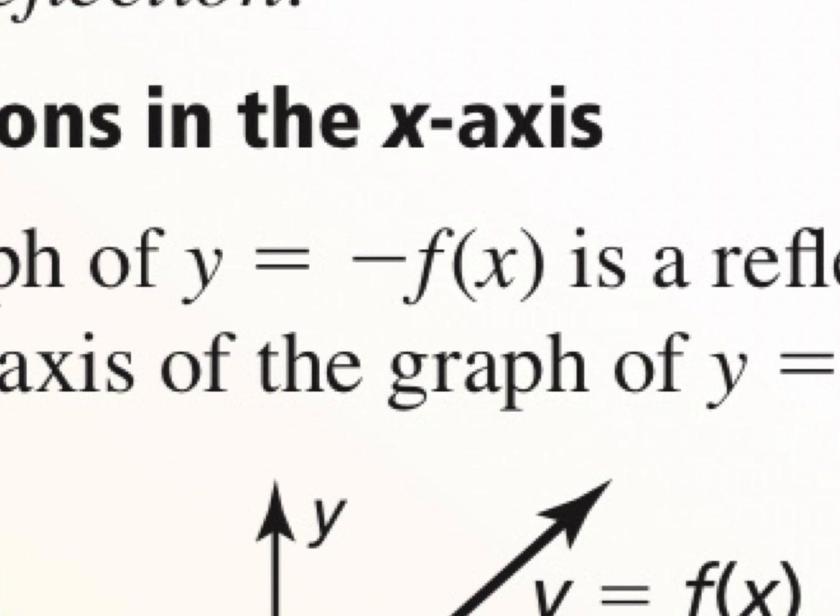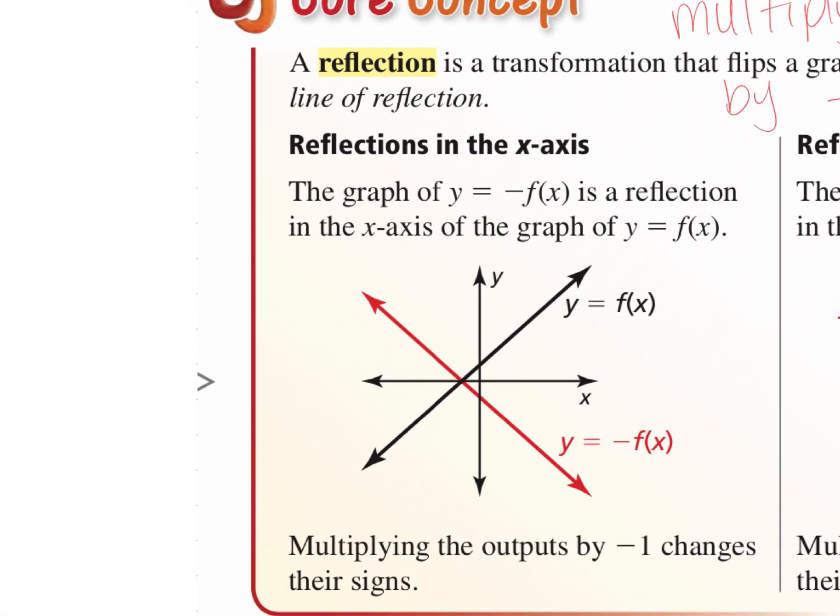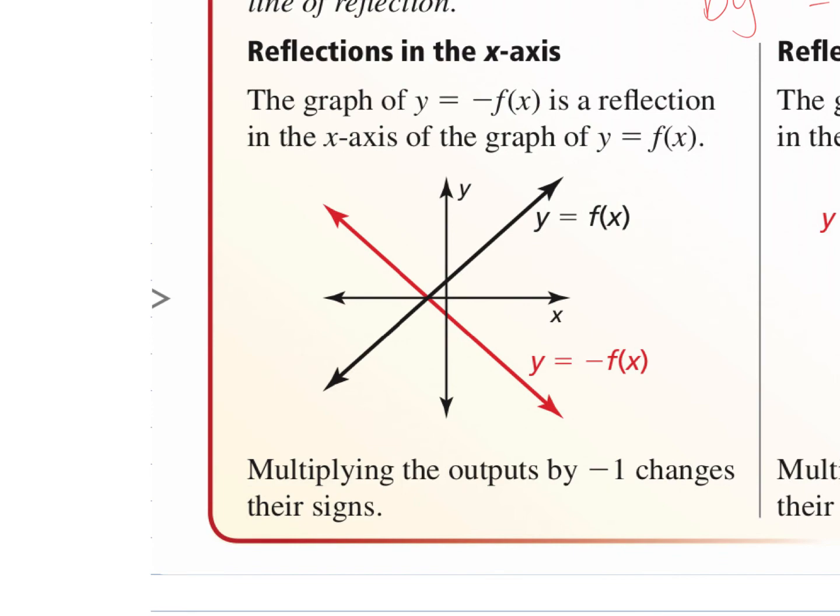Check this out. A reflection is like a mirror image. Do you guys agree? You see your reflection? If I reflect something vertically, what axis am I reflecting it over? The x-axis, okay? So when you reflect something vertically, you are reflecting it over the x-axis.